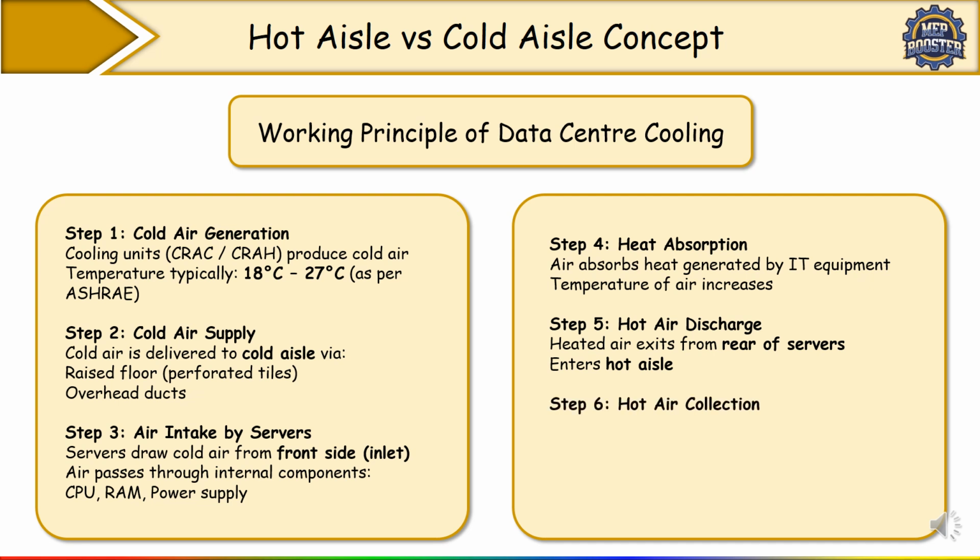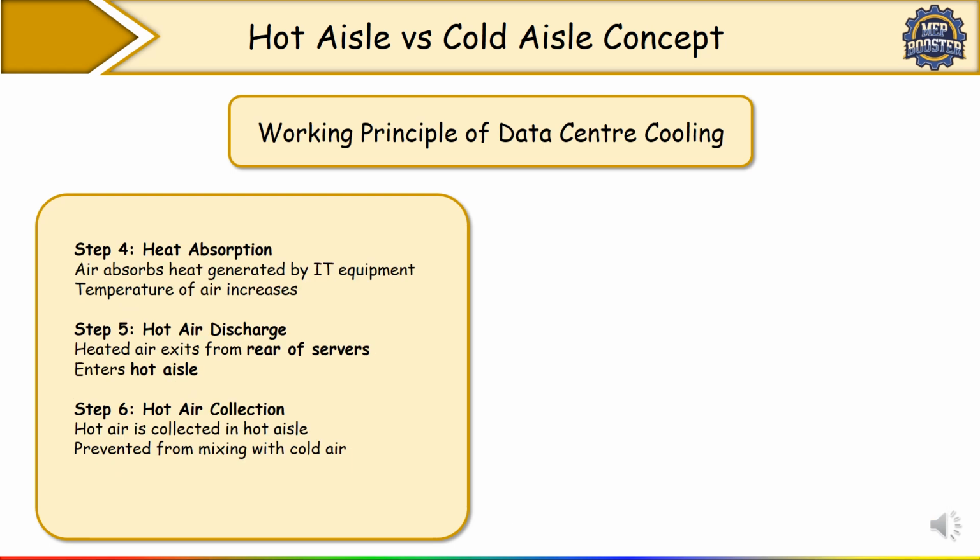Then next, step number 6, hot air collection. Here what happened? The hot air is collected in the hot aisle. It is prevented from mixing with cold air. Then finally, return to cooling unit, CRAC or CRAH. The cycle repeats again. Okay, got it at this point.